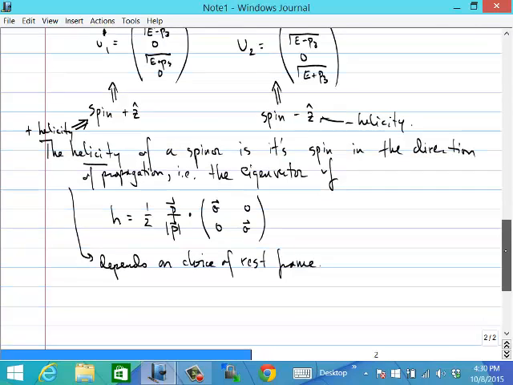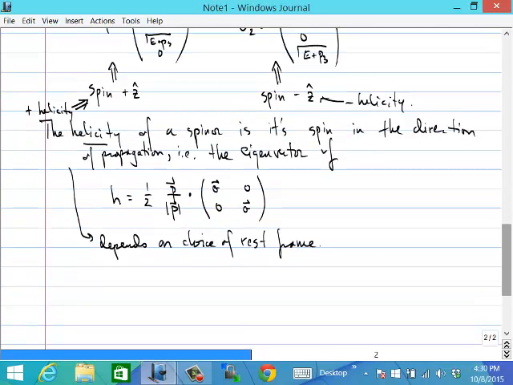So those were the positive frequency solutions. There are also two linearly independent negative frequency solutions.